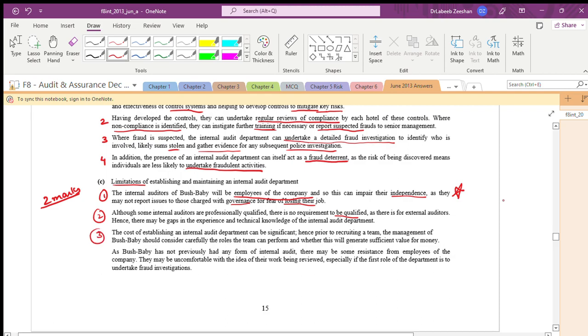It is also very easy. The cost of internal audit can be significant.